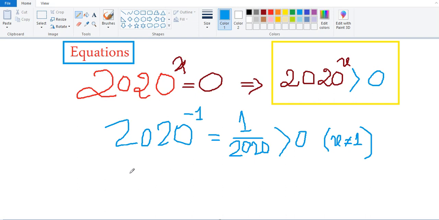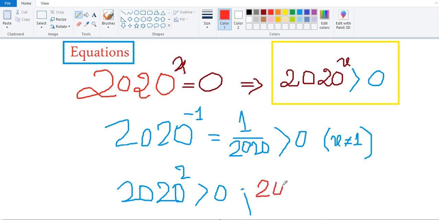And a simple one, you can see, suppose 20, yeah, 20, and 2 equals 2, so it's bigger than 0. And another one, it equals 3, 20, 20, it equals 3, yes, so bigger than 0 too.